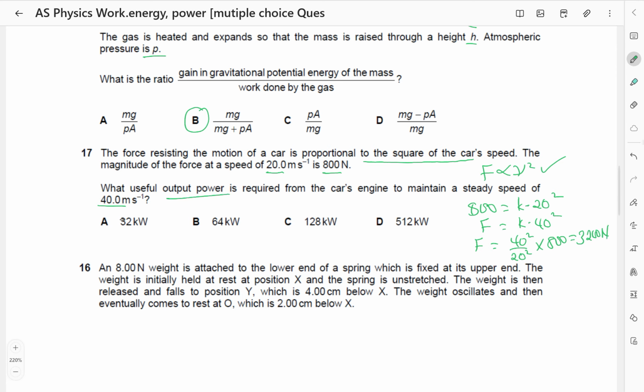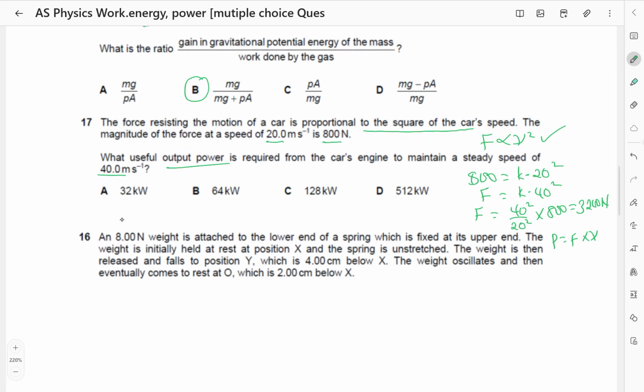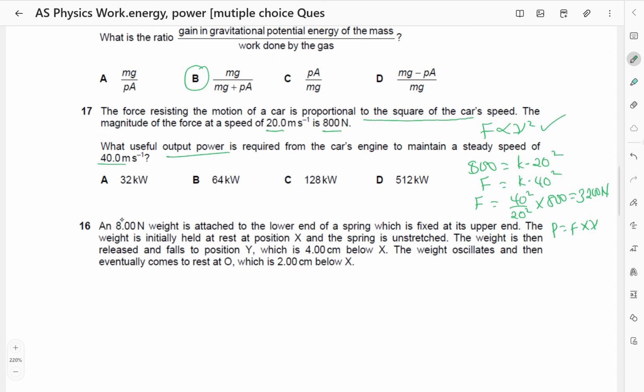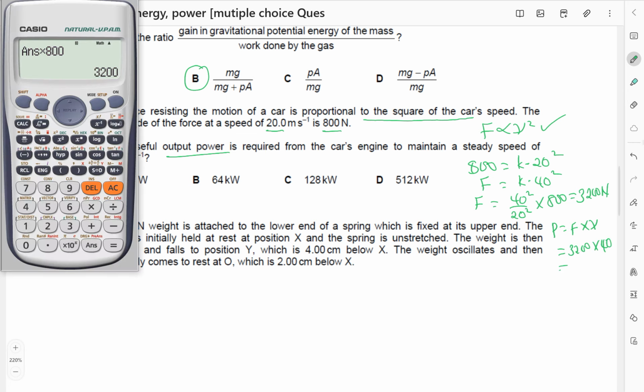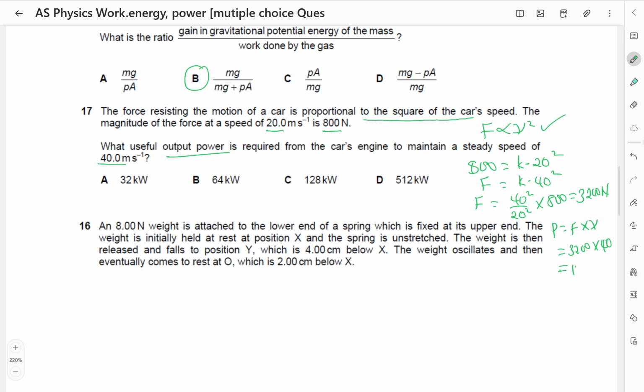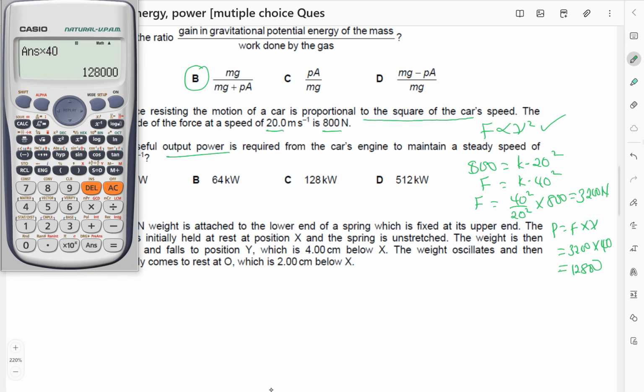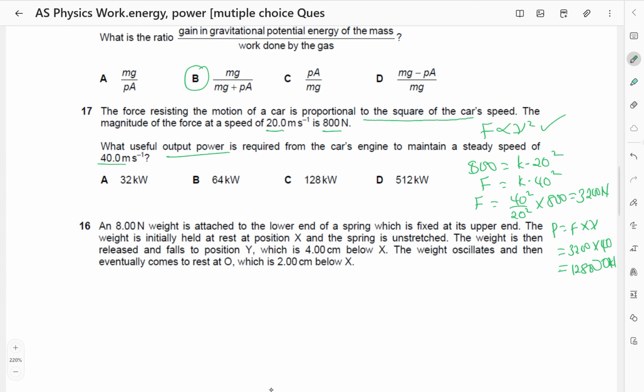But we want the output power here. And we know that power is equal to force times velocity. So this is going to be equal to 3200 times the velocity there, which is 40. So this is 3200 times 40, which gives us 128,000 watts. So that means our answer is going to be 128 kilowatts. So the answer is going to be C.